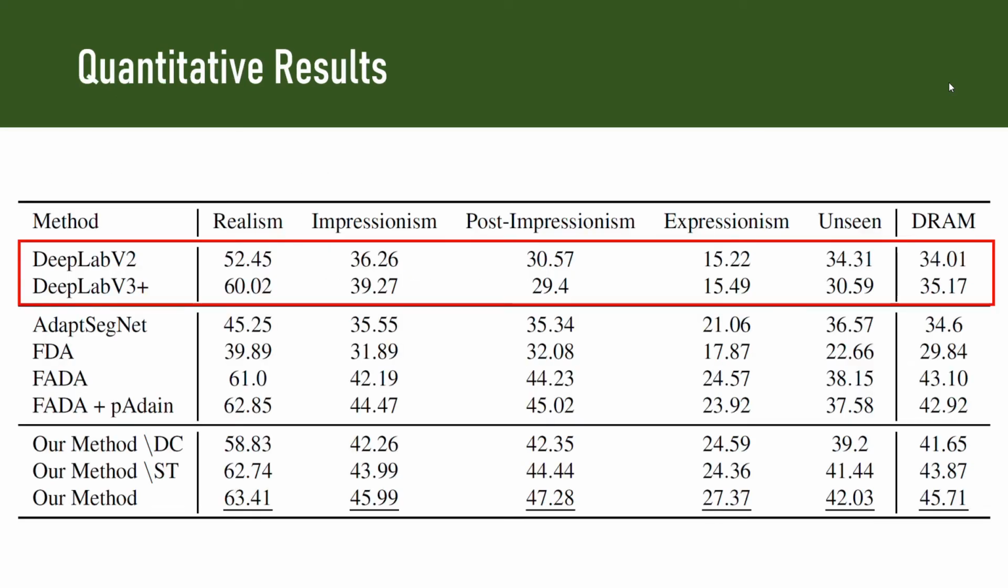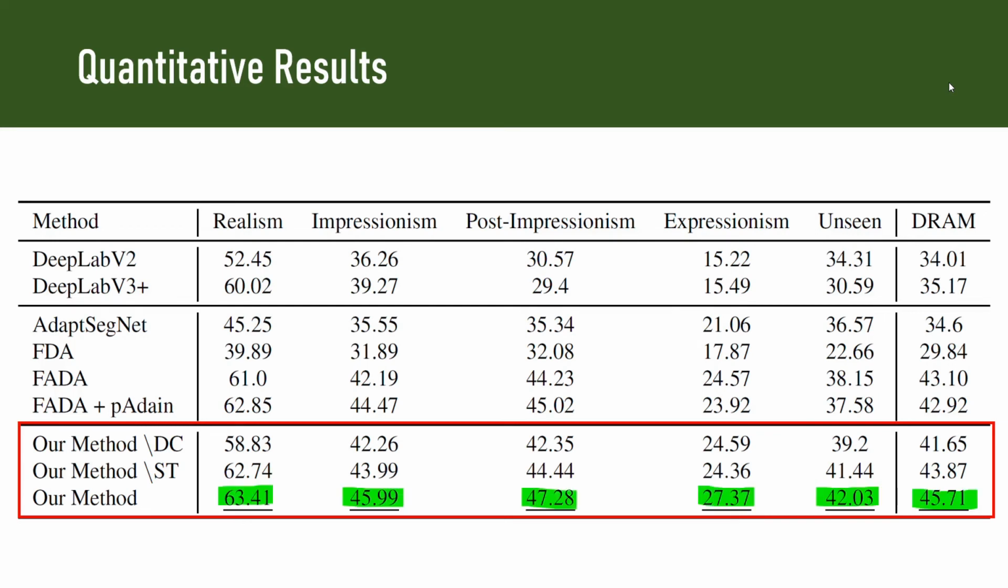Here we can see some quantitative results. At the top part of the table, we can see the baselines presented at the beginning of the lecture, of DeepLab V2 and DeepLab V3 Plus segmentation networks. At the middle part, we can see some competitive benchmarks of recent domain adaptation frameworks. At the bottom part, we can see a variety of our method, where at the bottom row, where we have our full method, we can see that we have the state-of-the-art results, not only for the DRUM dataset on average, but also for each of its original art movements, and also for the unseen test set.